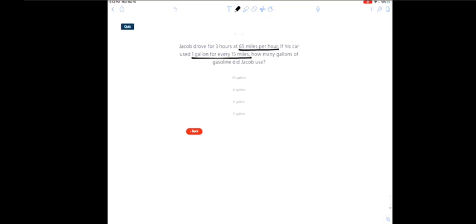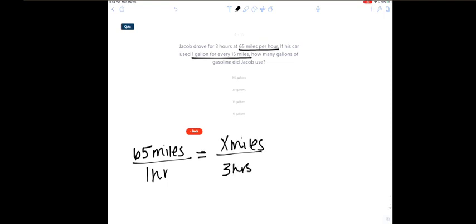So first things first, if we want to know how many gallons he used on a trip, and the gallons that he uses depend on how many miles he travels, then let's find out the number of miles he travels, okay? So let's use our first rate here, 65 miles for every 1 hour. How long did he drive? 3 hours. And that's X miles. We have an idea how much that's going to be. So let's cross multiply. 1 times X is X. And 65 times 3. 3 times 5 is 15, carry the 1. 3 times 6 is 18, plus 1 is 19. So 65 times 3 is 195 miles. That's how much he traveled, okay?